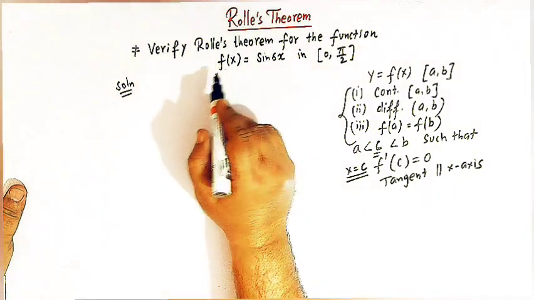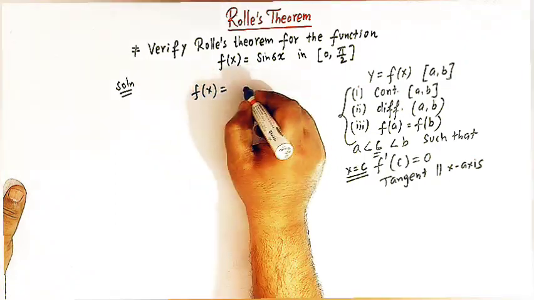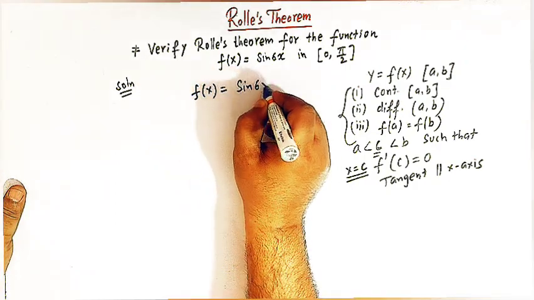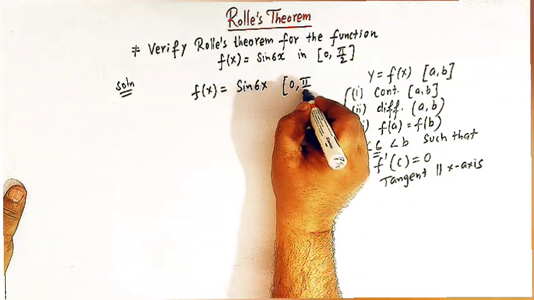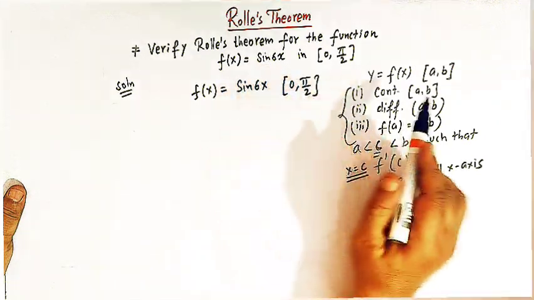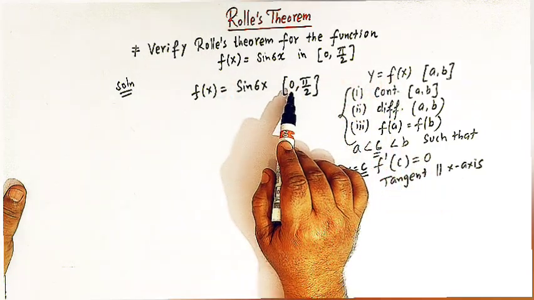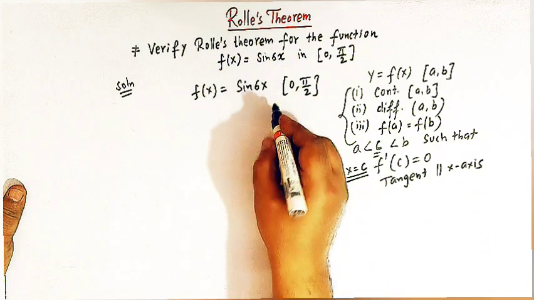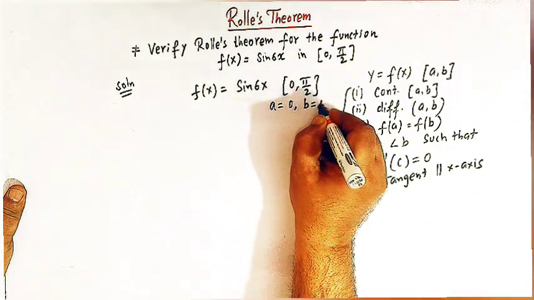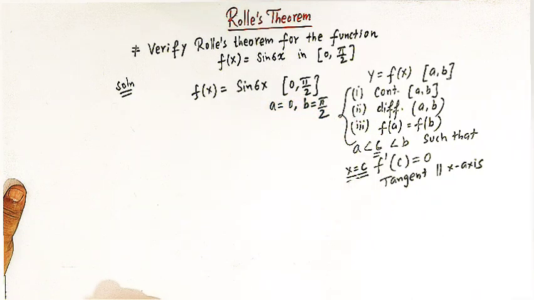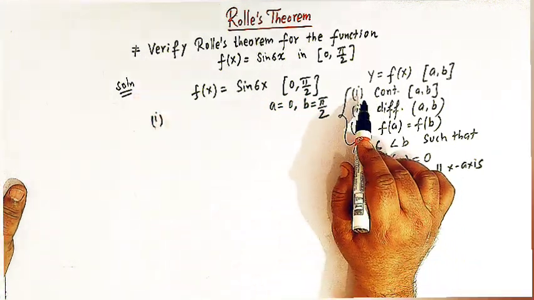So let us now come to this problem where we are given the function f of x is equal to sin 6x in the interval 0 comma pi by 2. If we compare this function with this one and this interval with this one, then we have the value of a as 0 and the value of b is pi by 2. Now let us see the conditions one by one.